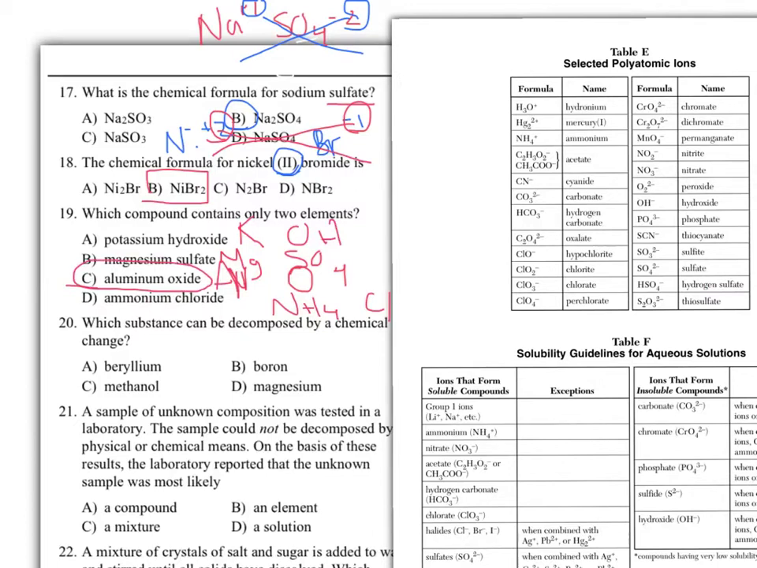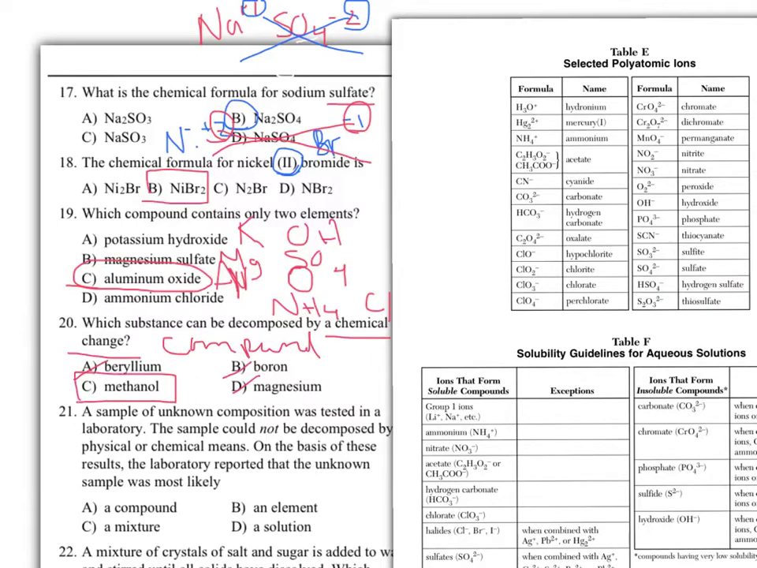Question 20 asks which can be decomposed by a chemical change. If you can be decomposed by a chemical change, then you must be a compound. And compounds are formed of elements. And elements are listed on reference table S. Looking on reference table S, beryllium, boron, and magnesium are all elements, but methanol is not listed, so methanol is a compound.